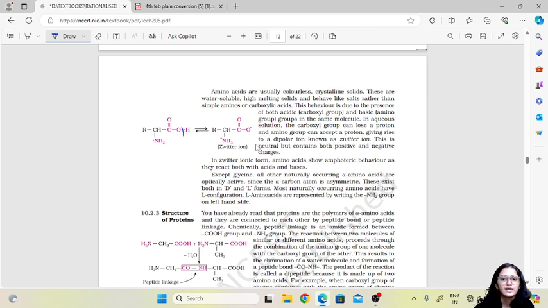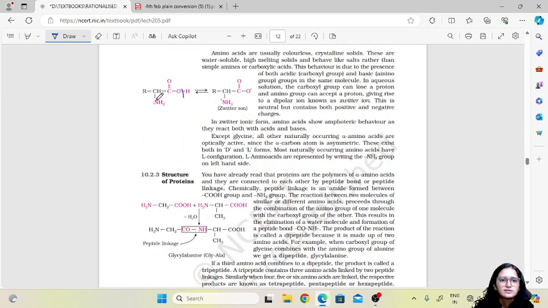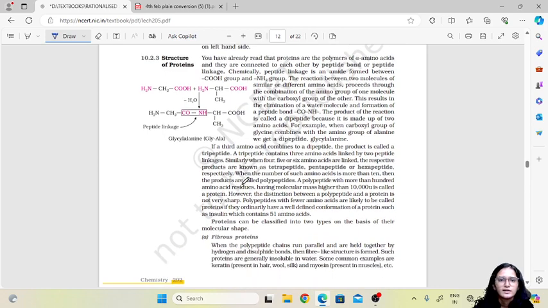So glycine is the exception over here. And the alpha carbon is asymmetric. This exists in both D and L form, and they have L configurations, and L amino acids are represented by writing the NH2 group on the left hand side. Otherwise in D configuration the NH2 group is on the right hand side, but in this it is on the left hand side. Then about the structure of proteins, they are connected to each other.